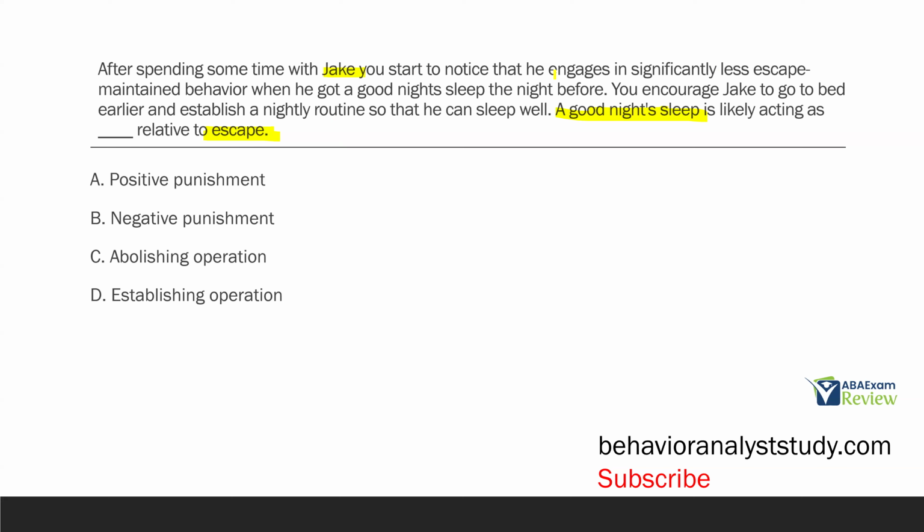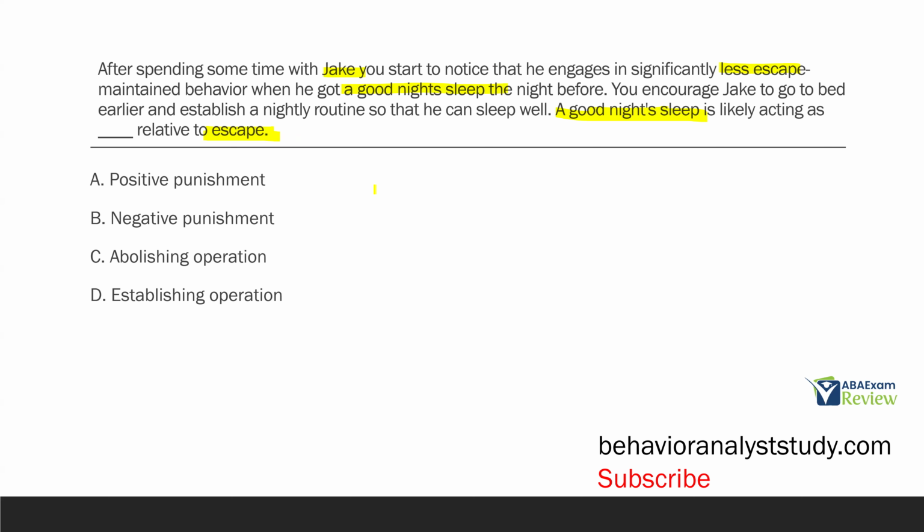We know Jake engages in less escape when he gets a good night's sleep. So, we can say when Jake sleeps well, he engages in less escape behavior. So, why is that happening? What effect is that good night's sleep having on Jake? And remember, when you're answering these questions, we have to think in behavior analytic terms. We can't just say, well, Jake is much more well rested. We have to think, what behavior analytically is that sleep likely doing to the consequence of escape?